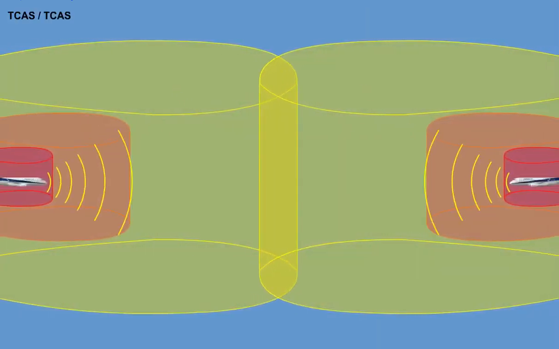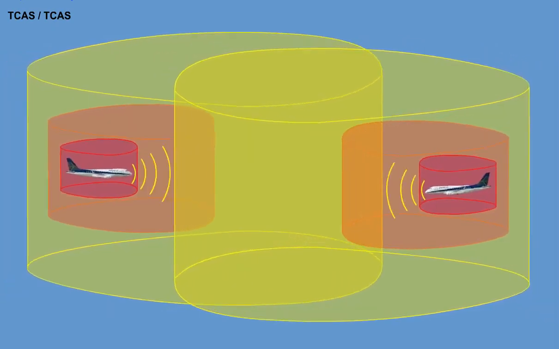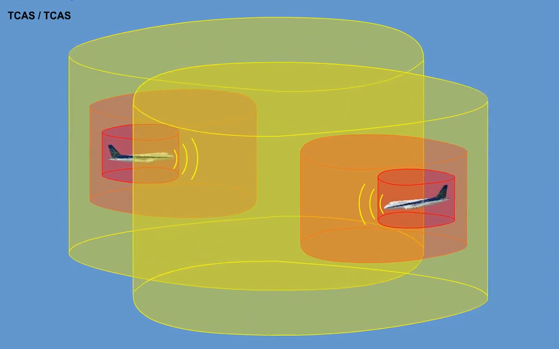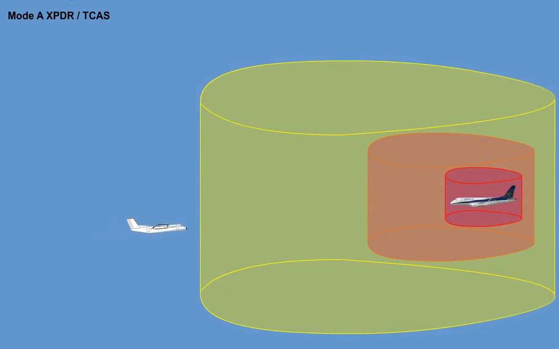If the intruding aircraft is also equipped with TCAS, the two systems can communicate their mutual intentions for an avoidance maneuver through the Mode S transponders. Mode A transponder-equipped intruders result in detection and display of traffic advisories only. Intruders not equipped with a transponder are invisible to the TCAS.